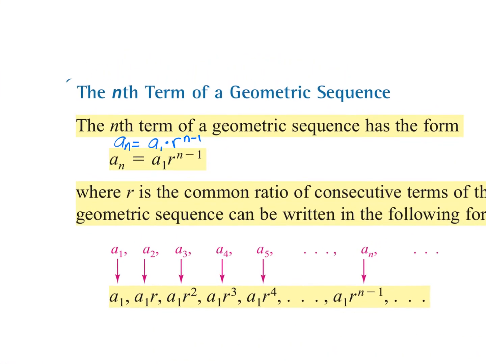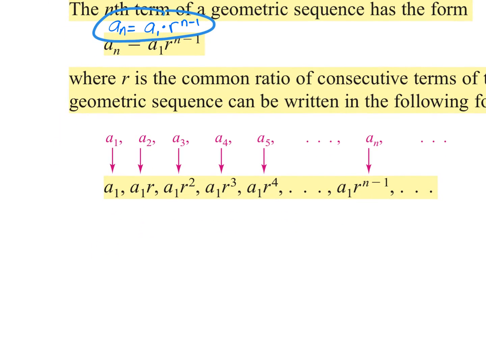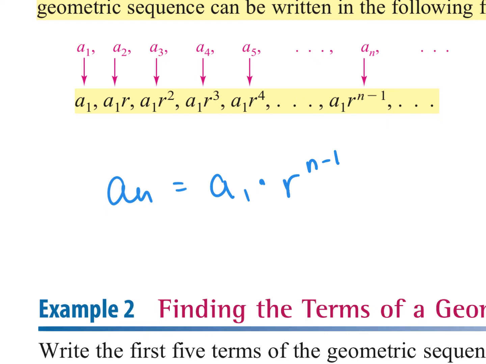So to find the nth term of a geometric sequence, we have this formula here. It's the same thing as the one right below it, but just written twice. So it's a sub n is equal to a sub 1 times R to the power of n minus 1. So a sub n is the term that we're looking for. What is a sub 1? The first term. What is R? The ratio. And what is n? The number of the term.